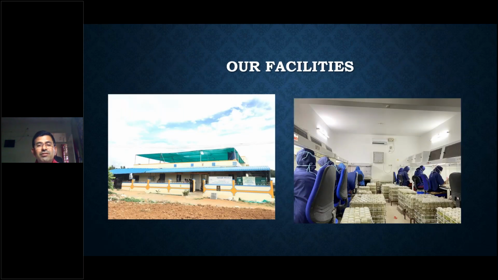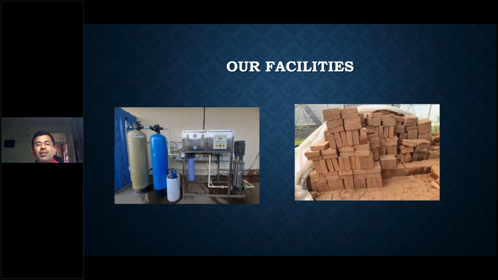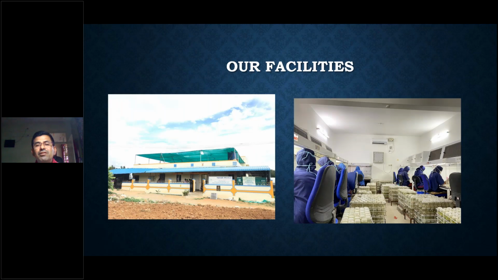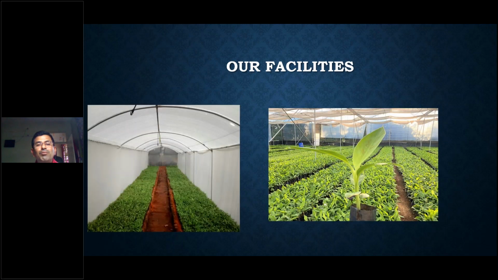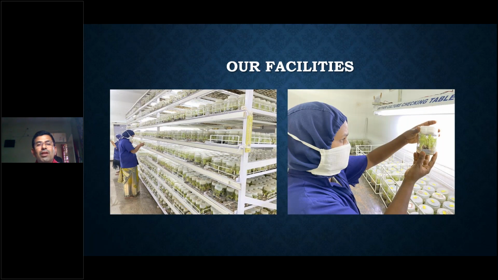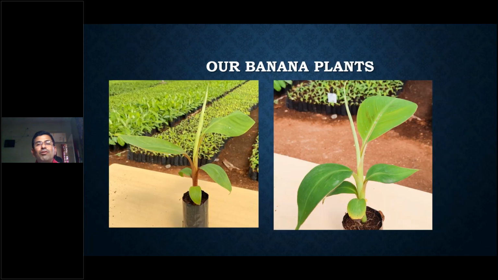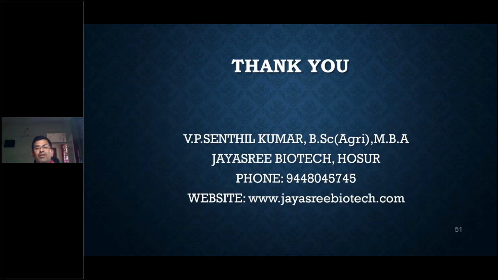Our facilities. This is our Kyer blocks which we are using. Our RO units. This is our lab facilities. This is our primary hardening and the secondary hardening. Again, this is our lab facilities. This is our plants of red banana and Nandran photographs. Thank you.